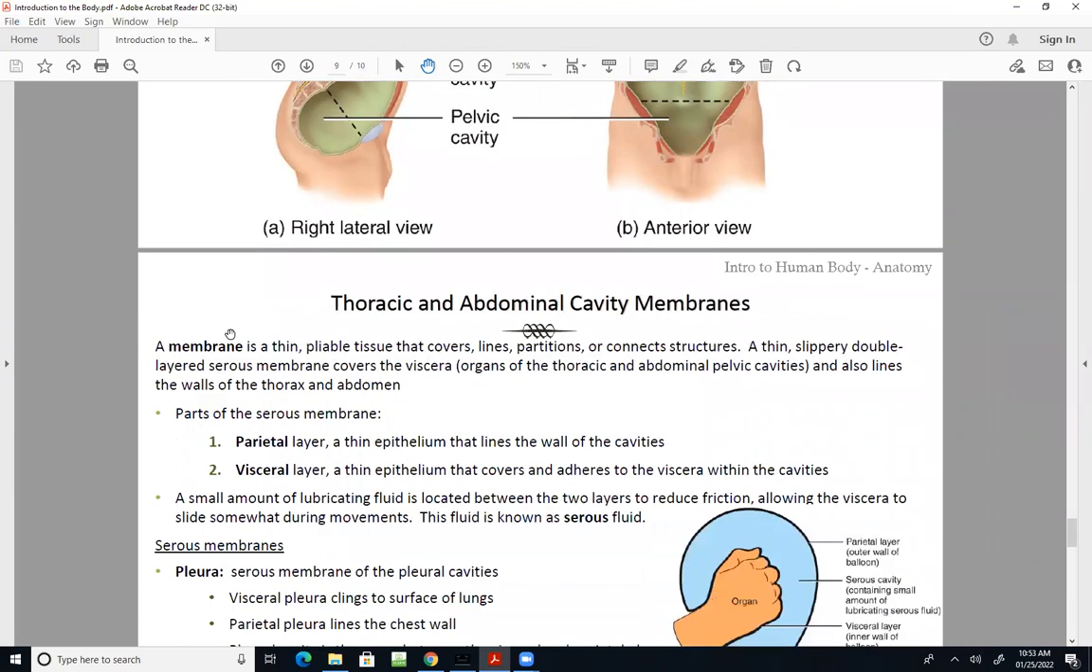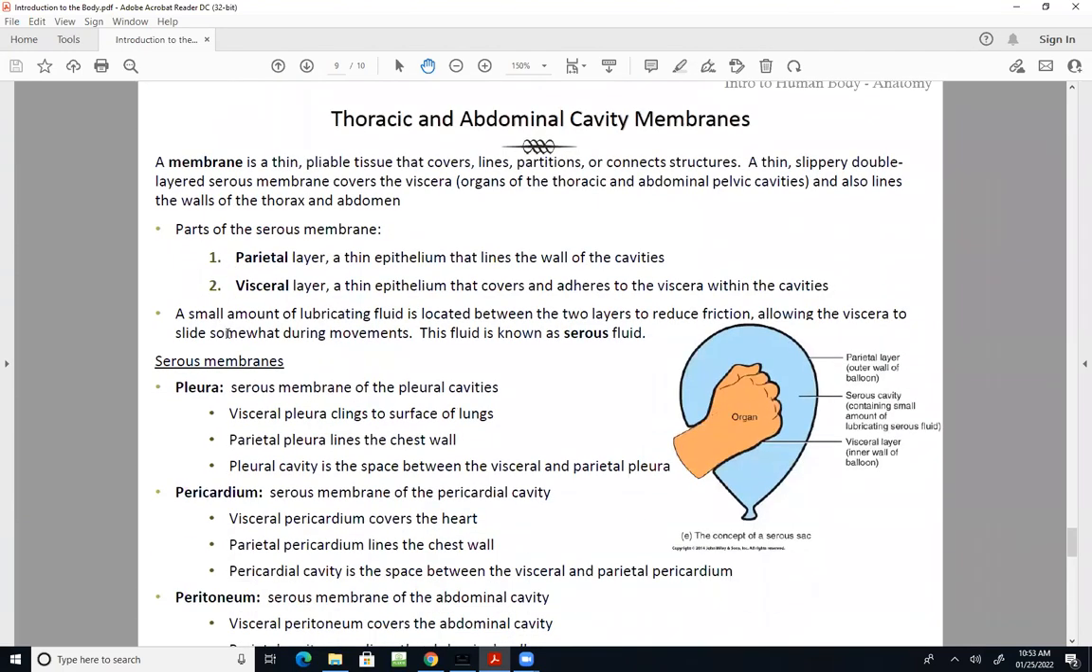Okay, I'm going to stop here. We're going to pick up with thoracic and abdominal cavity membranes on Thursday.